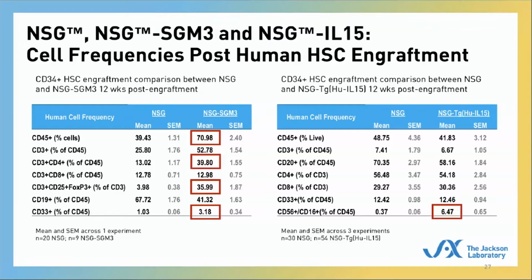Likewise, for the NSG IL-15, you see that you also have really good levels of NK cells, really comparable to what you find in the human periphery, where the levels of NK cells are something around 5 to 15 as a percentage of CD45 cells.